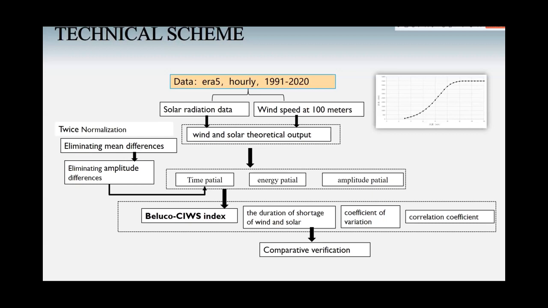Depicted in the complementary characteristics of wind and solar energy resources of China. The index proposed in this study is compared with the complementary index commonly used in previous works. That is including correlation coefficient, coefficient of variation, and the duration of shortage of wind and solar.